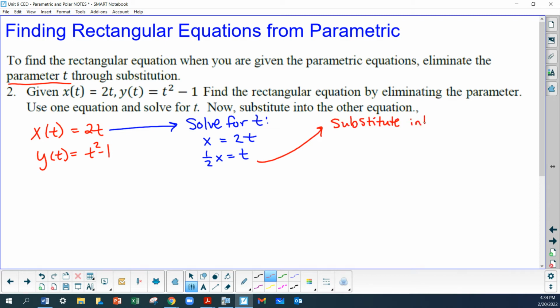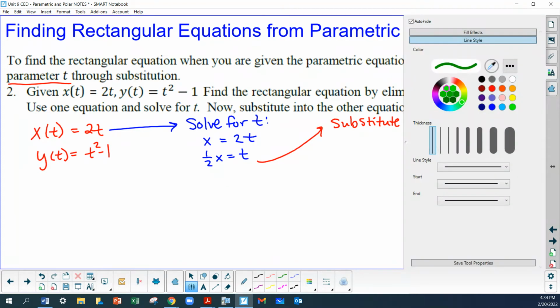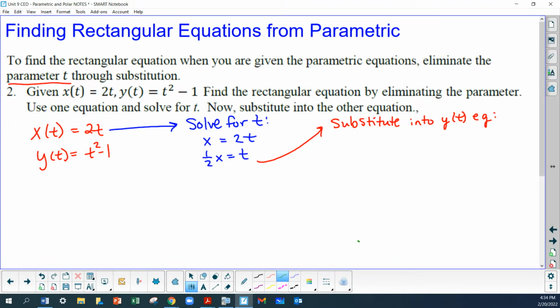Substitute into our y of t equation. What I'm trying to do is take it into the other form of the equation that I did not solve for. It's kind of like solving a system of equations. The one you didn't use before, you will use now. And we know that t is 1/2 x, so I'll get y.